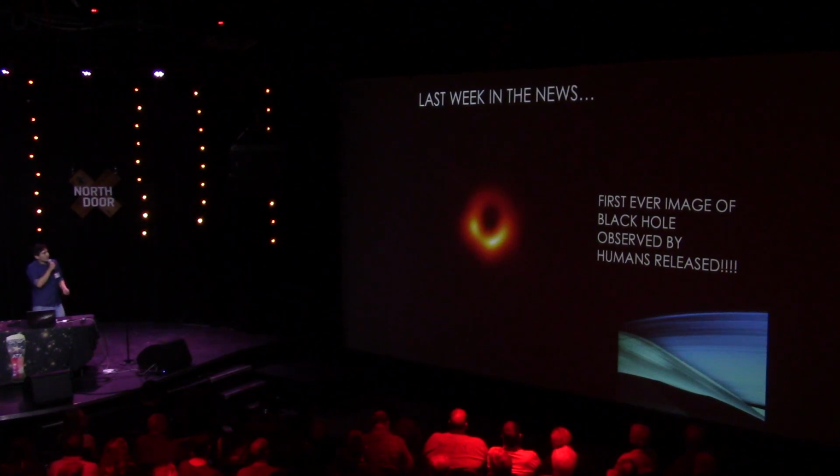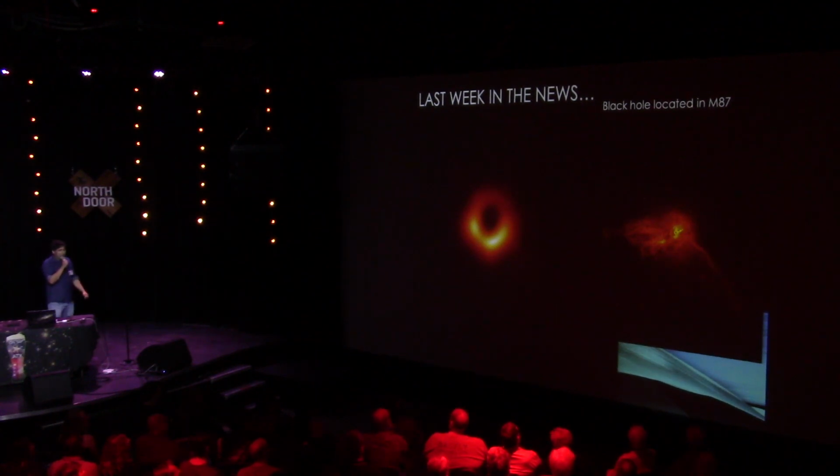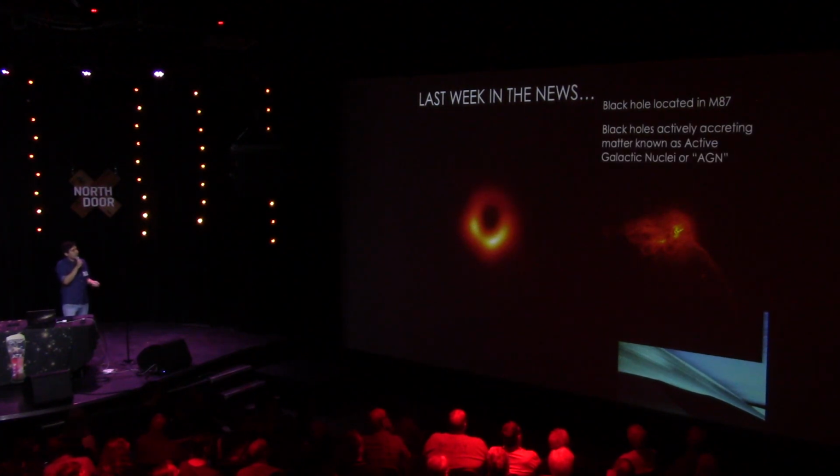I don't know how much you guys know about this black hole, but it is located at the center of the galaxy M87, which is a galaxy located about 55 million light years from Earth. And it is part of a system known as an active galactic nucleus, or an AGN. An AGN is a compact region inside the center of a galaxy where matter such as gas, dust, stars is actively accreting onto the black hole.